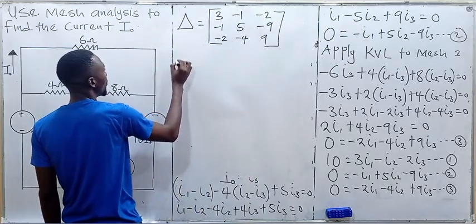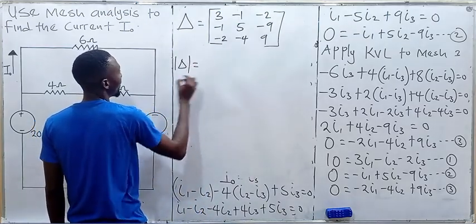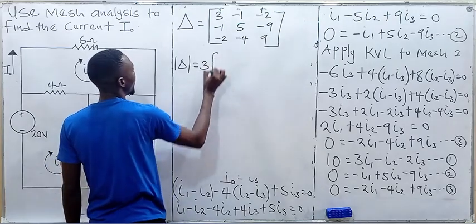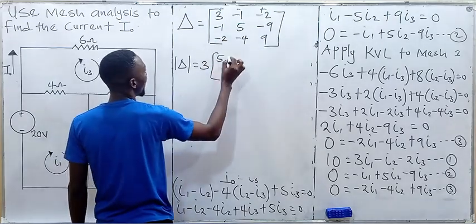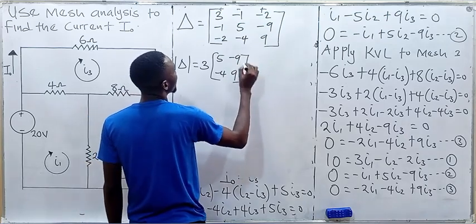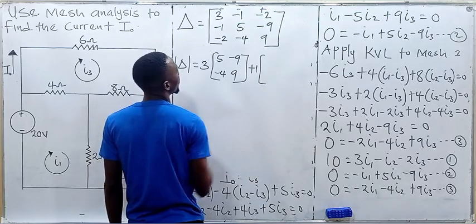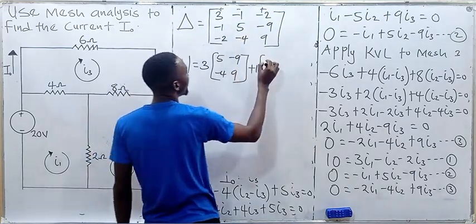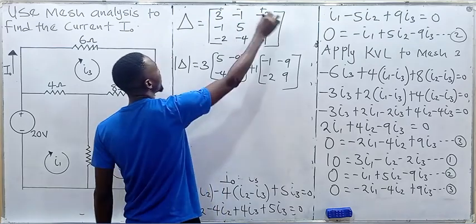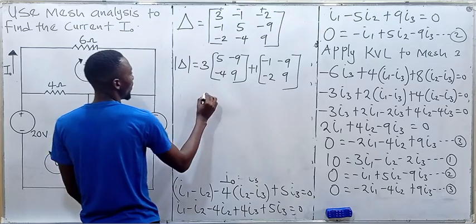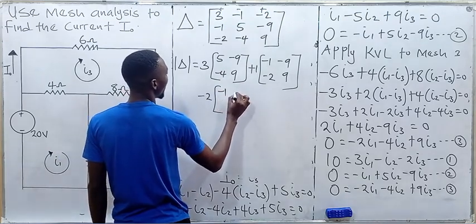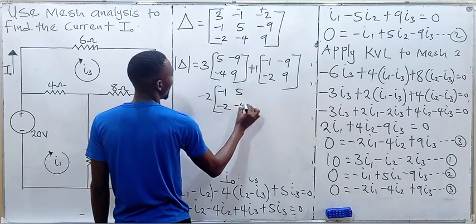All right. So if you look for the determinant, we are applying positive, negative, positive. So we're going to have 3 into, if we apply mirror here, 5 minus 9, minus 4 and 9. All right. So minus is plus 1. So this is going to be apply mirror like this. We are going to have minus 1, minus 9, minus 2, and 9. Is that correct? Yes, that's correct. All right. So we are going to have minus 2 into, if we apply mirror in this manner, minus 1, 5, minus 2, minus 4.